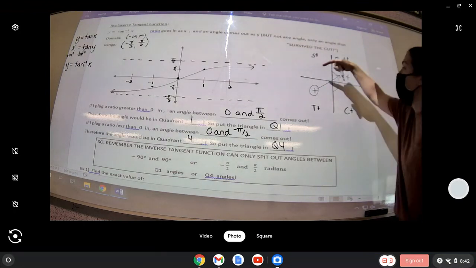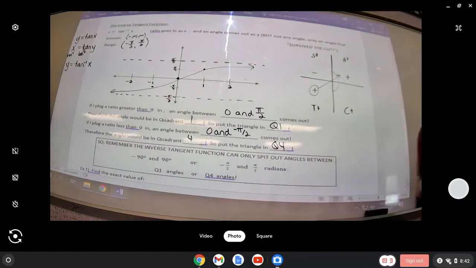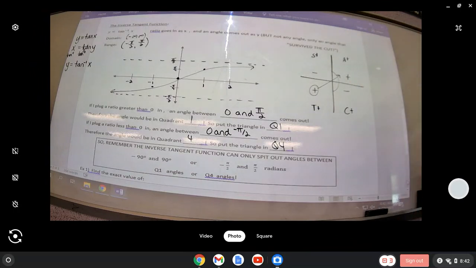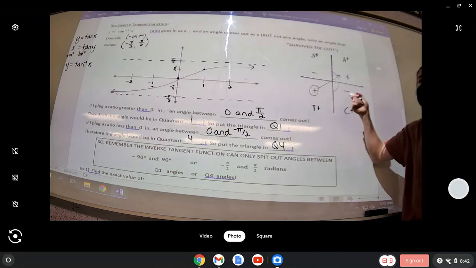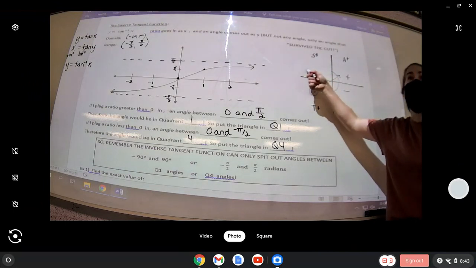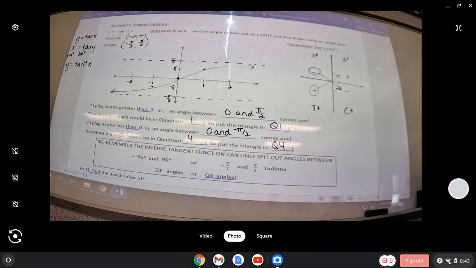All right, well, that means the tangent function got you a negative ratio for angles in quadrant 2, and it got you a negative ratio for angles in quadrant 4. Well, remember, the inverse tangent is only capable of spitting out angles in quadrant 4. So if you're left with a quadrant 2 angle, you're going to have to convert that to a quadrant 4 angle that gets you the exact same ratio. Okay? All right, now we should be good to go.